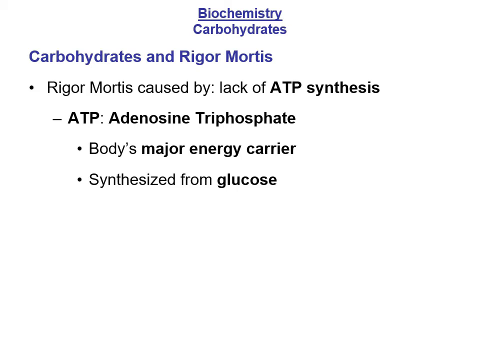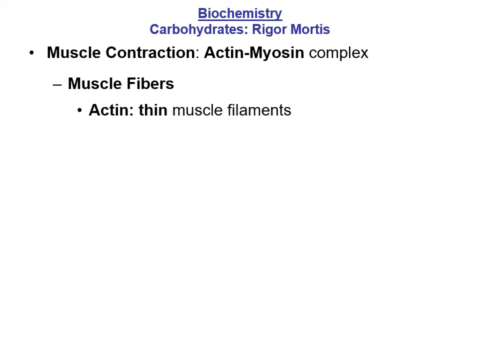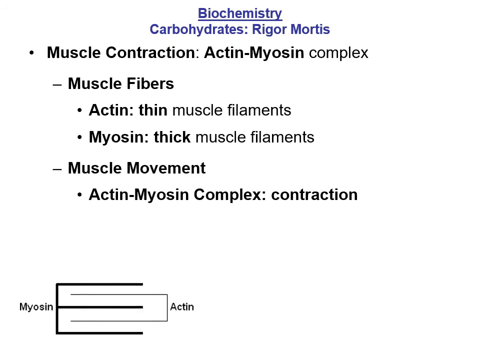Where it starts to affect rigor mortis is that when the muscles contract, anytime your muscles contract, that's called the actin-myosin complex. And essentially, this is what rigor mortis is. Remember, it's just a full body cramp. They describe your muscles as having fibers. They have the actin fibers, those are the thin muscle filaments, and the myosin fibers, which are the thick muscle filaments. And when you have muscle movement, the actin-myosin complex is the contraction of the muscle.